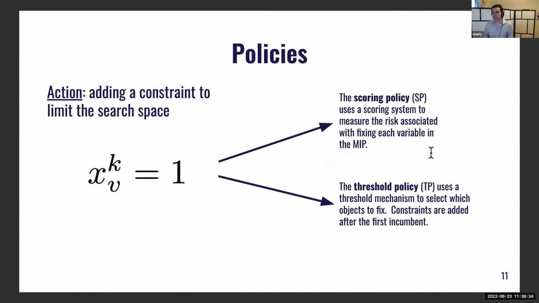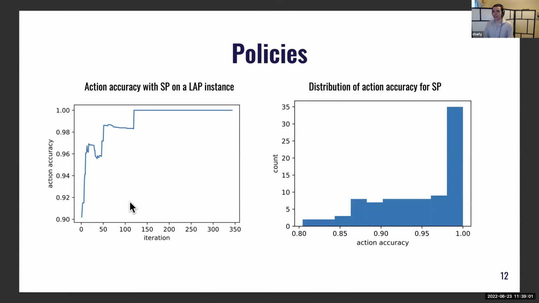And so next is the policy, so what type of actions we take. What we do is we basically add a lazy cut in the callback. We fix a certain binary variable to 1. We do this in two different ways, through a scoring policy and what we call our threshold policy. Without going into many details, the scoring policy is more conservative, whereas the threshold policy is more aggressive.